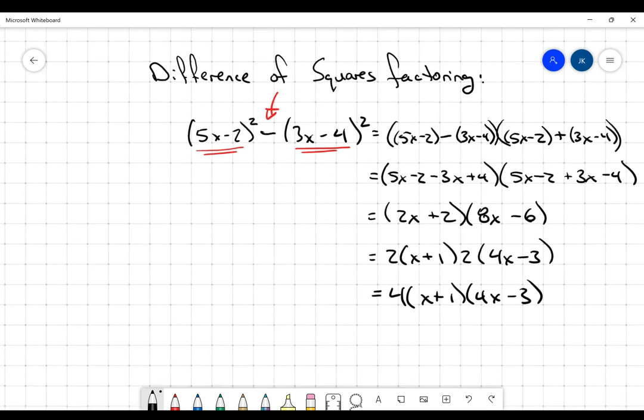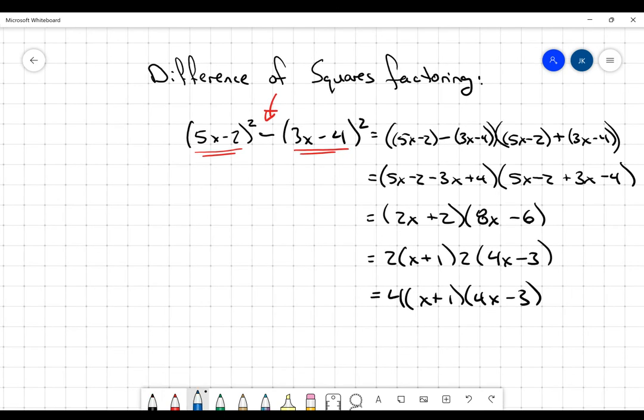Now, just to show you over here that you could do it the other way, I think what I just did there is the preferable way to do it, but you could do it the other way here. I could expand that out, and if I do, that is going to get me 25x squared minus 10x plus 4 minus, and then this is going to be 9x squared minus 12x plus 16.